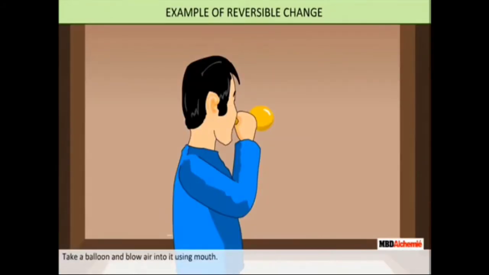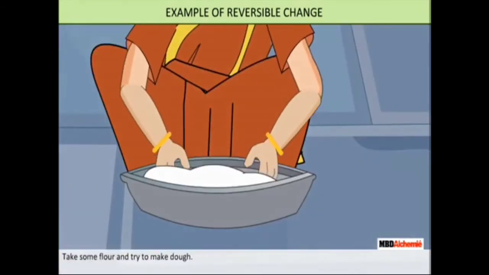Let us study some examples of reversible change. Take a balloon and blow air into it using your mouth. You should take care that it does not burst. You notice that the balloon changes shape and size. Now let the air escape from the balloon and notice it. The balloon regains the original shape. This type of change is called reversible change.